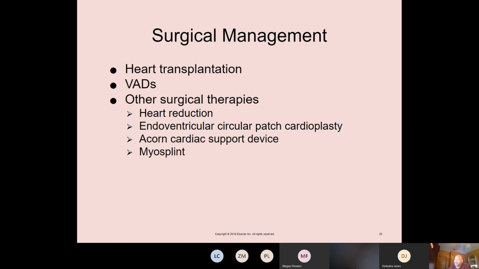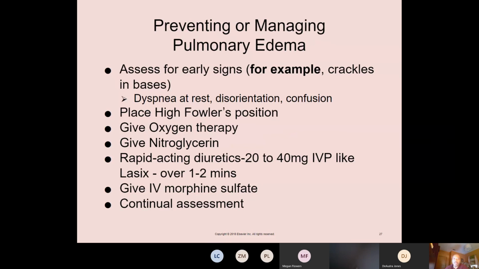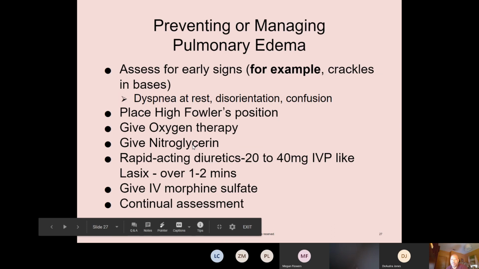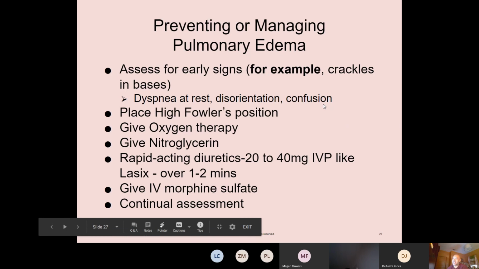So you go ahead and look up surgical management. I talked about decreasing fatigue in my voiceover. I talk about how to prevent and manage pulmonary edema, so take a look at that. Remember, the nitroglycerin dilates those blood vessels, and so the heart has to pump against less pressure. You're given Lasix to decrease that volume, the preload, so you have less pulmonary congestion. The high Fowler's position, the higher you place them, the better they're able to breathe. You're assessing for early signs, for example, crackles in the bases, looking for dyspnea at rest, disorientation and confusion. IV morphine for the anxiety, the afterload, preload, and so forth, and continually assess.